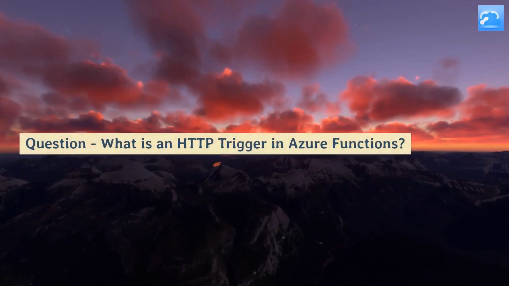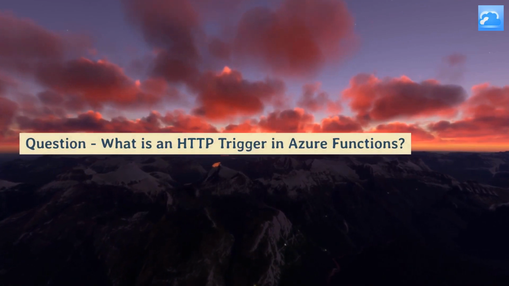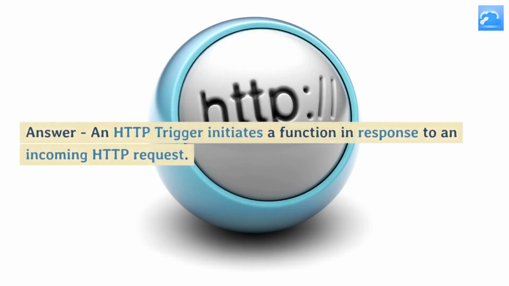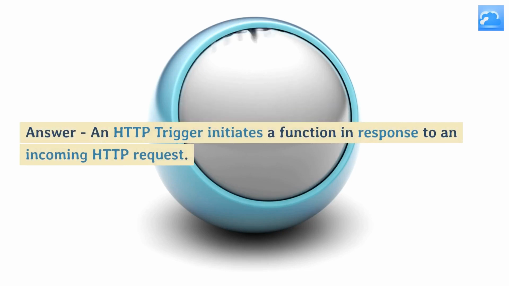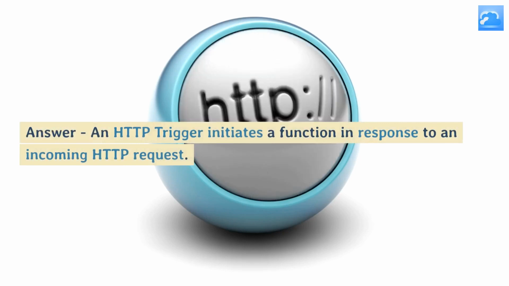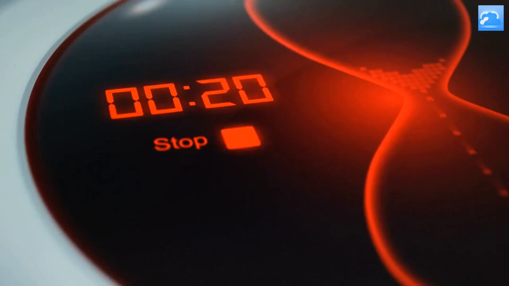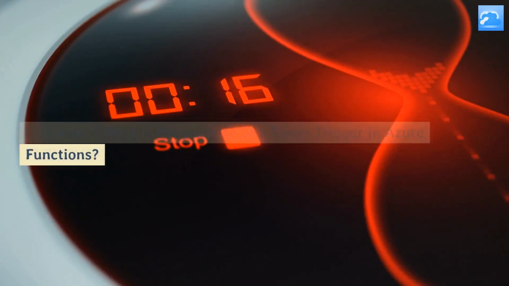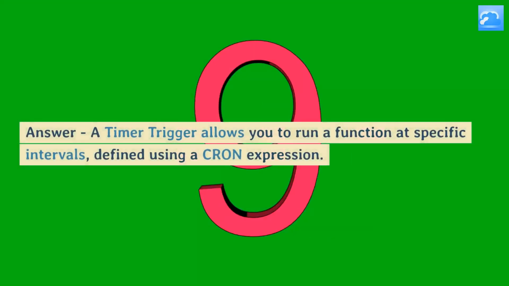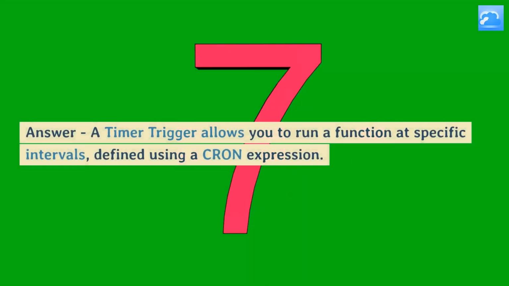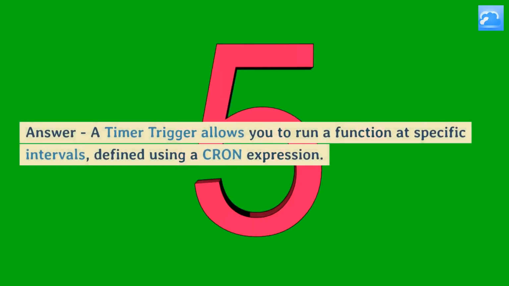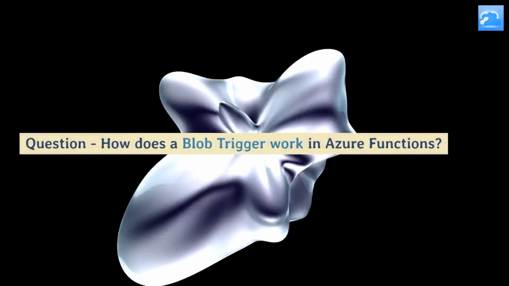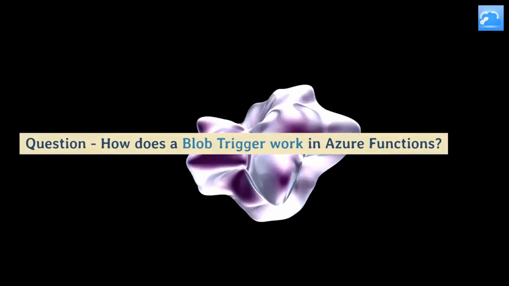Question: What is an HTTP trigger in Azure Functions? Answer: An HTTP trigger initiates a function in response to an incoming HTTP request. Question: What is the purpose of a timer trigger in Azure Functions? Answer: A timer trigger allows you to run a function at specific intervals, defined using a cron expression. Question: How does a blob trigger work in Azure Functions?